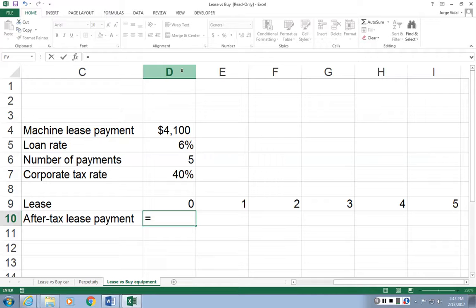What will be the equation? How do you find after-tax payments? $41 times what? 1 minus. Like that.